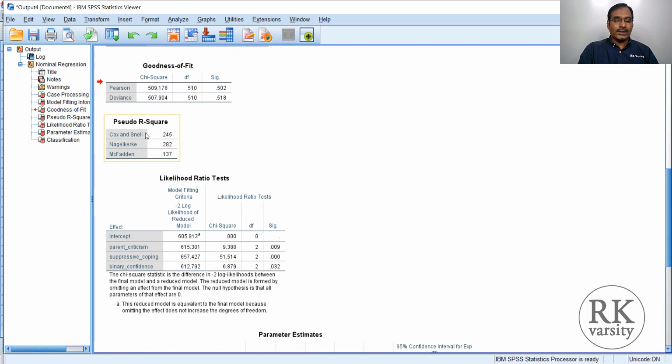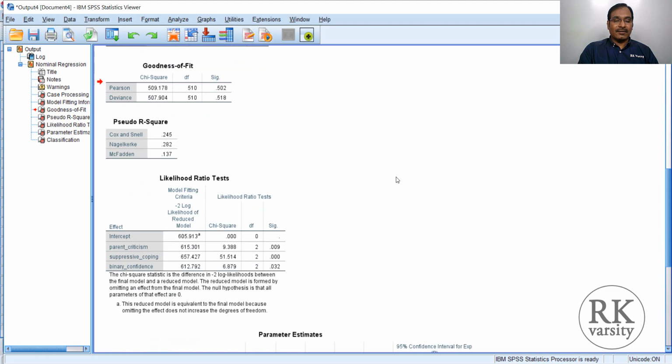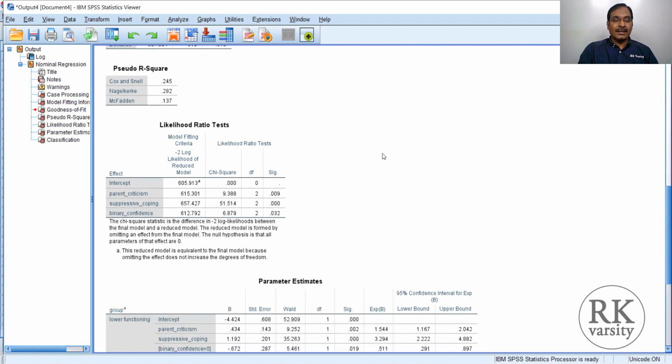Then pseudo R square. Among these three, go to the Nagelkerke model, which is 0.28, which tells us that it is 28%, that is the coefficient of determination or R square value, which says that the independent variables will be able to explain 28% of variance in your dependent variable. That is, student group, whether it is low functioning, disorganized or high functioning, can be explained with our two independent continuous variables, one dependent variable, and 28% of the variance can be explained with these independent variables.